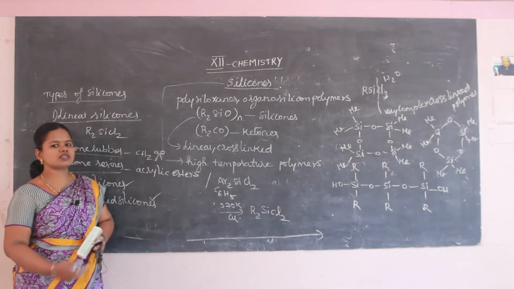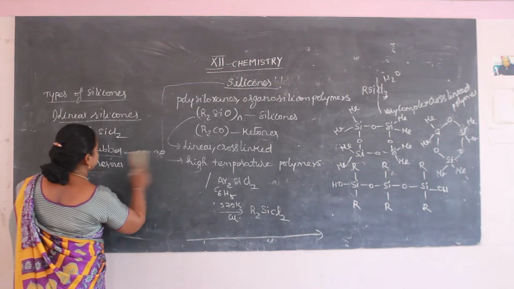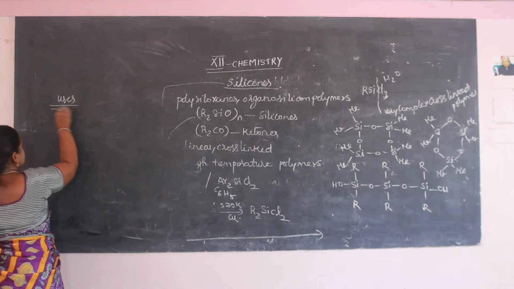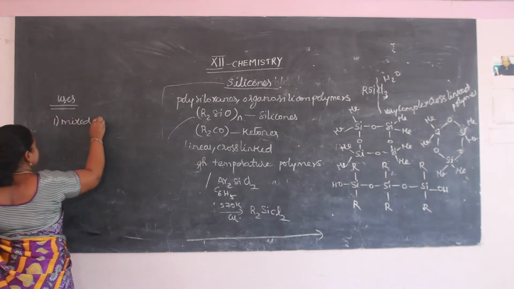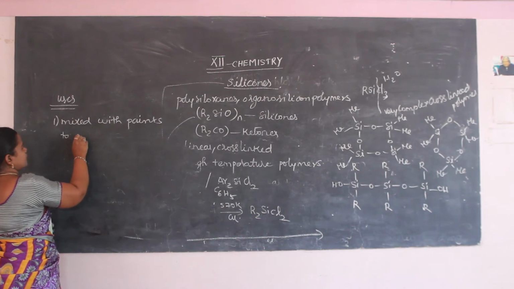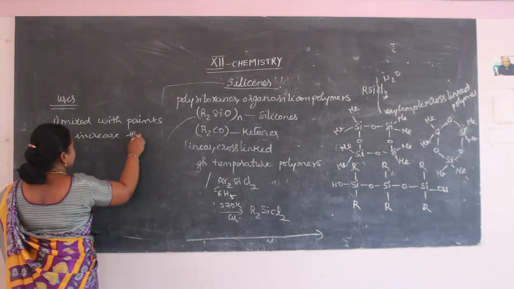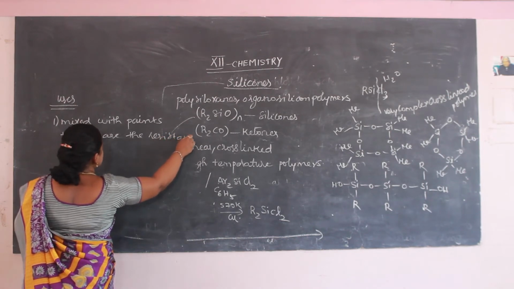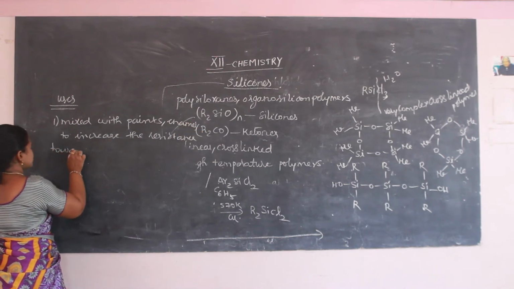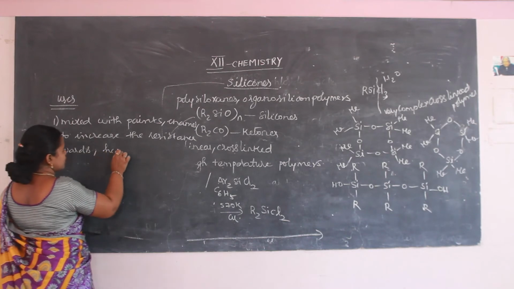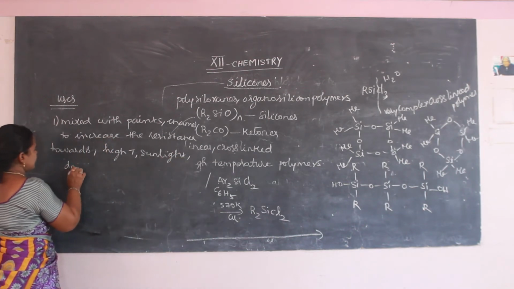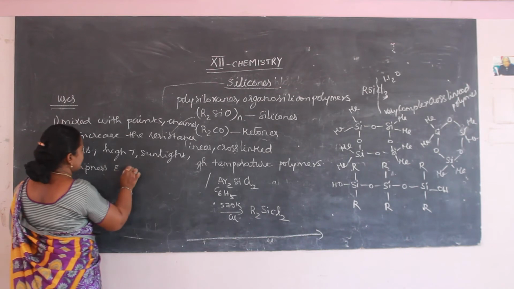Okay, then we will see the uses of silicones. Silicones are mixed with paints and enamels to increase the resistance towards high temperature, sunlight, dampness and chemicals.